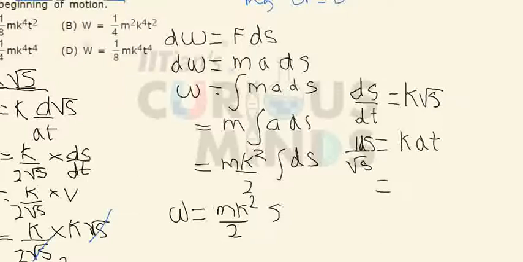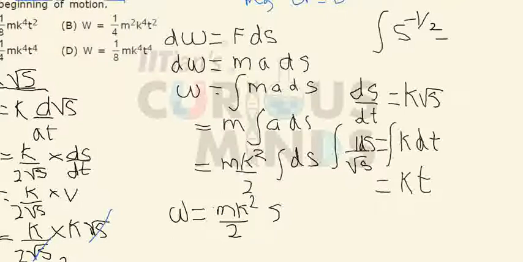Now I will integrate on both the sides. On the right hand side, k remains constant and the integration of dt gives t. The integration of 1 by root s, which can be written as s raised to minus half, will be s raised to minus half plus 1, which is s raised to plus half divided by half. So it is root s divided by half.